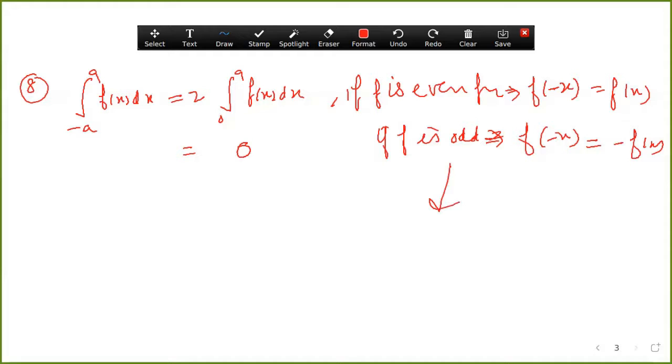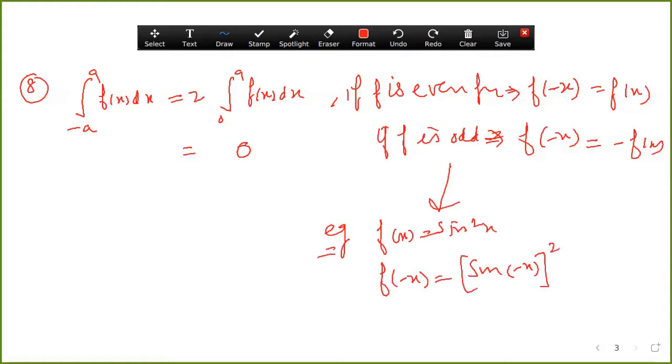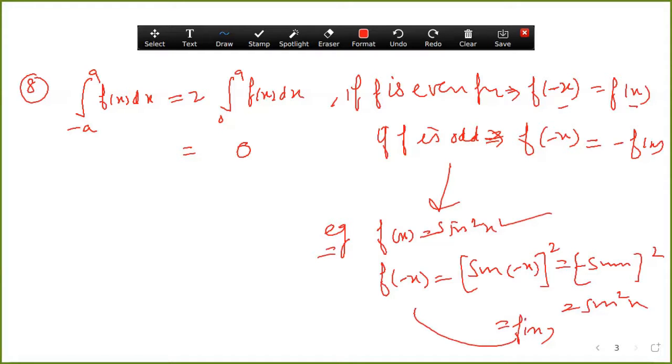You can say here, for example, suppose the function is sine square x. So f(-x) will be equal to what? Sine of minus x, and this is squared. This comes out equal to (minus sine x) whole squared, and you are getting sine square x. It means you are getting f(x) back. When you're putting minus x, you are getting f(x) the same. It means this is an even function.